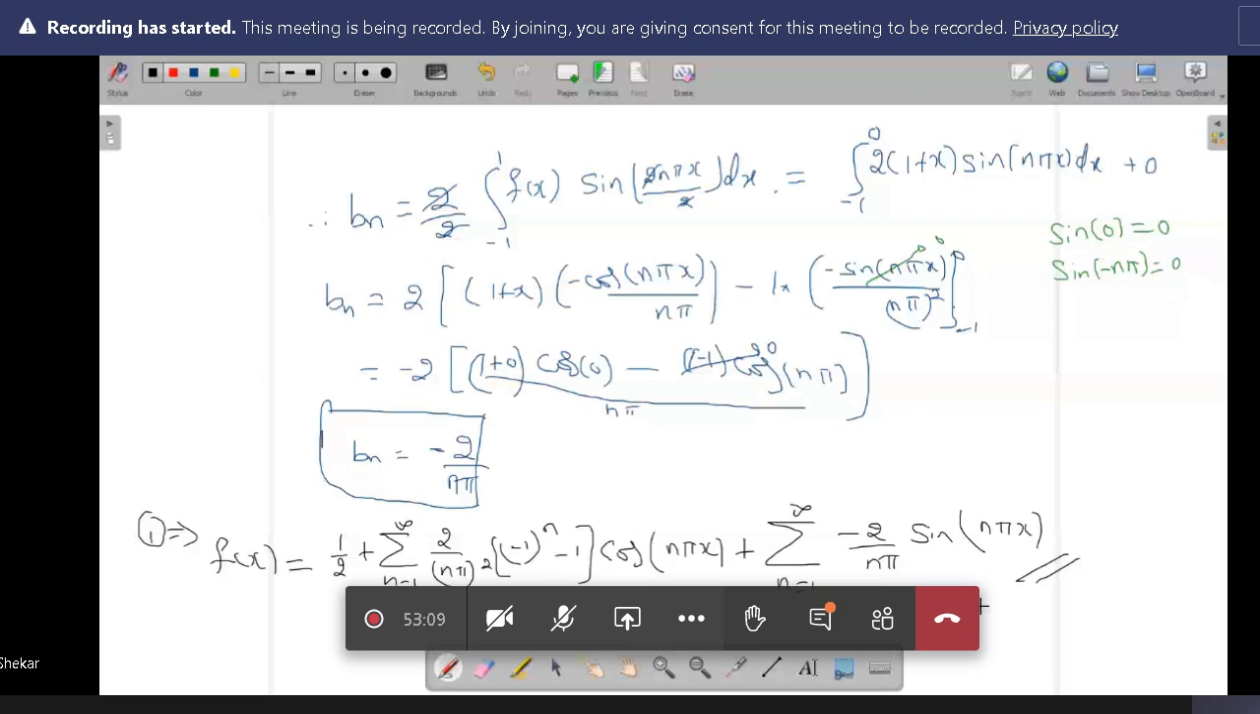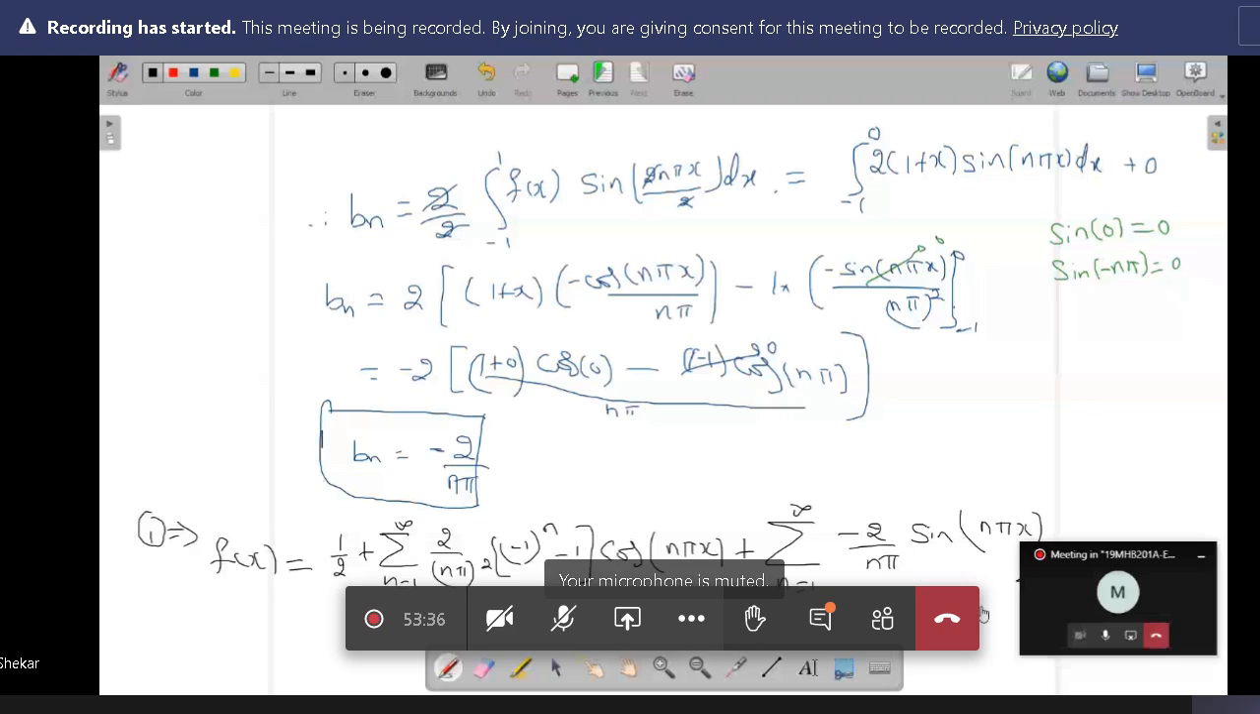Any doubt in this example? So please note this down simultaneously when I solve. If you are stuck somewhere, we can help you. I'll take your attendance.